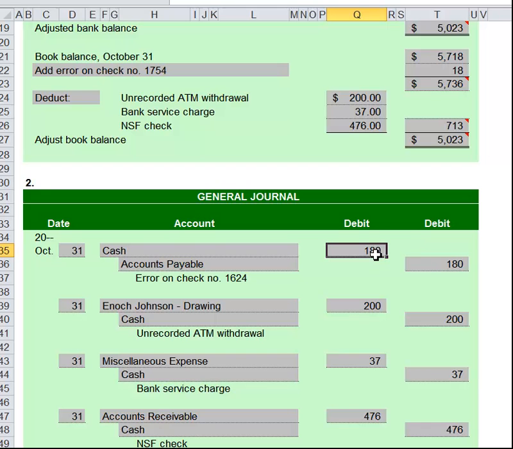It's put 180 instead of 18. Okay, so that's $18. All right.